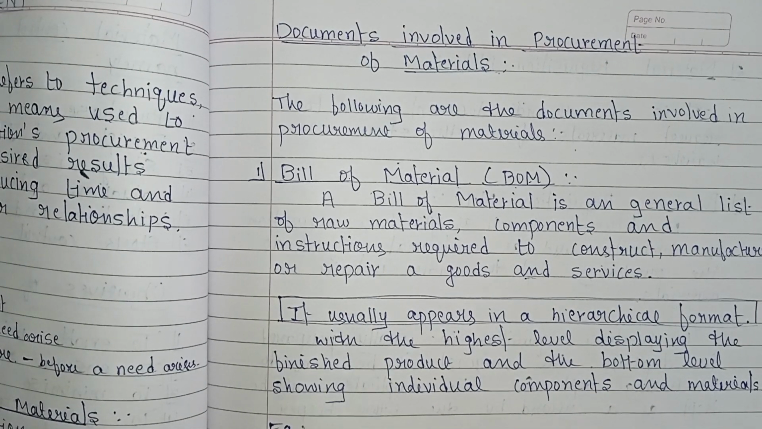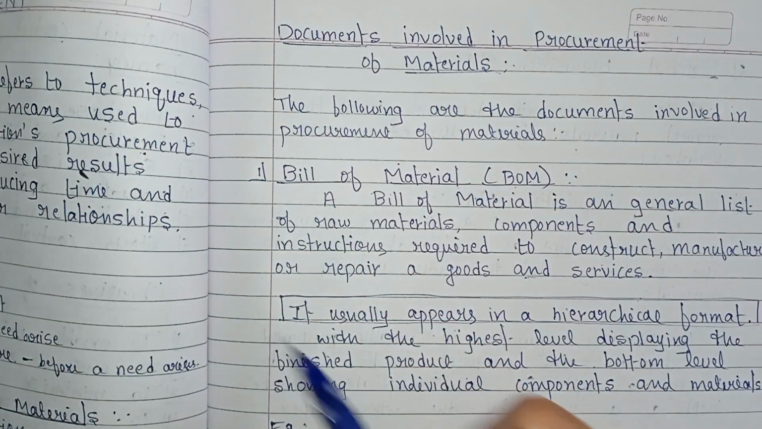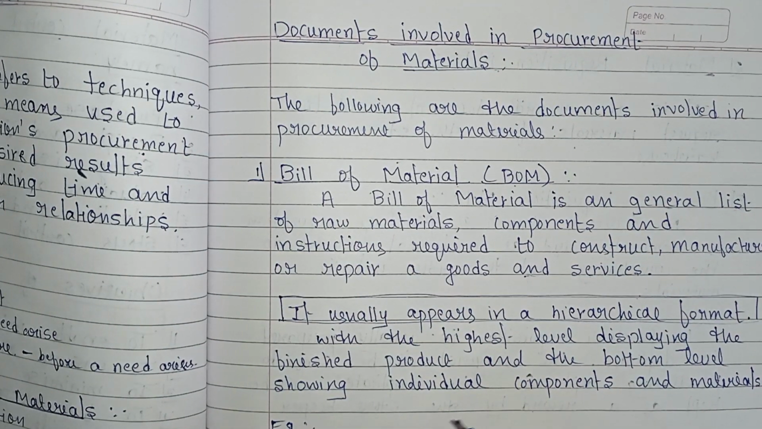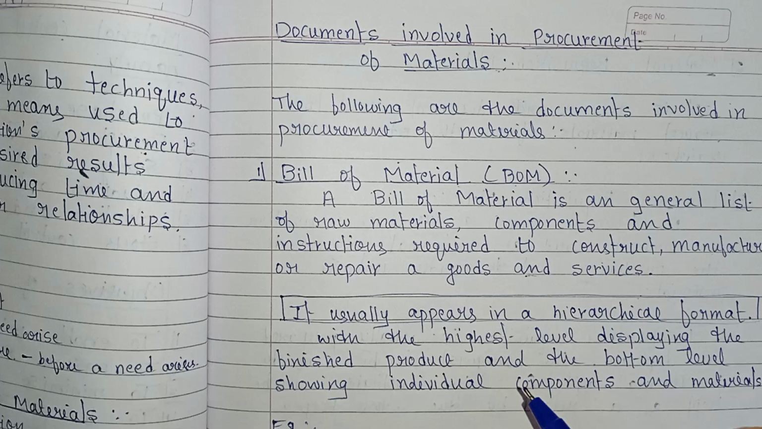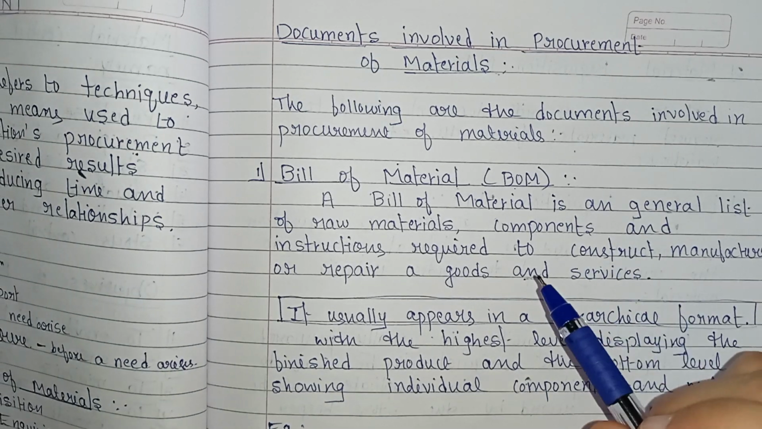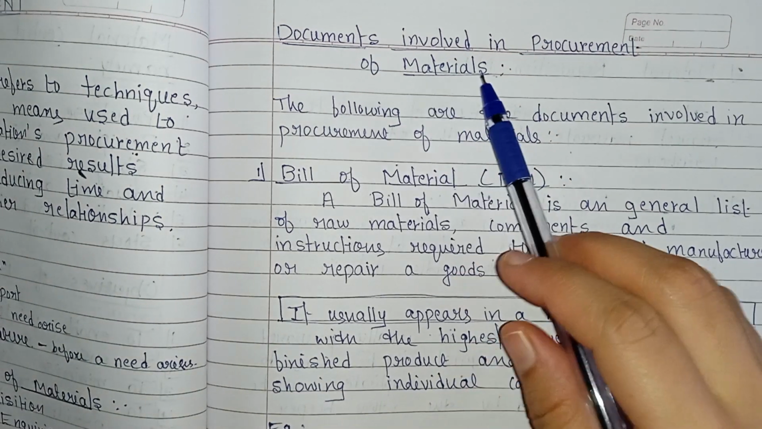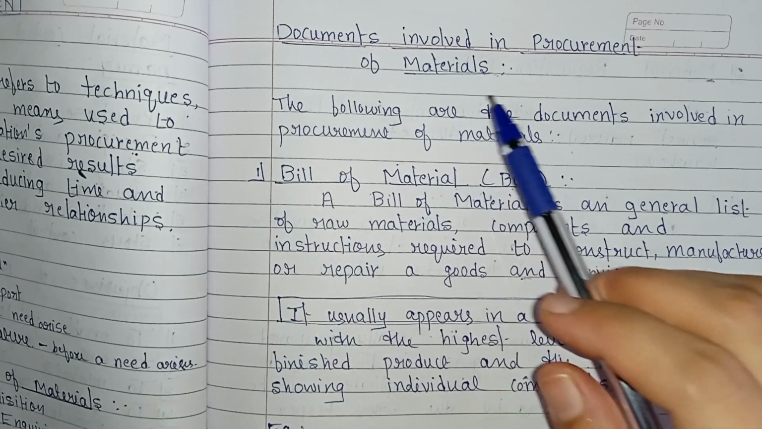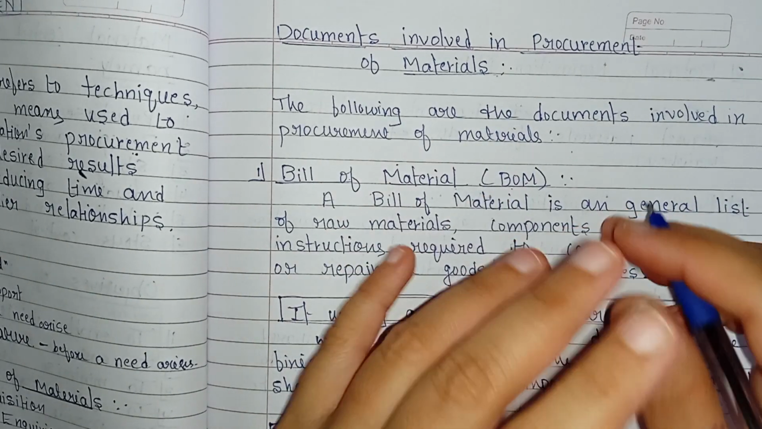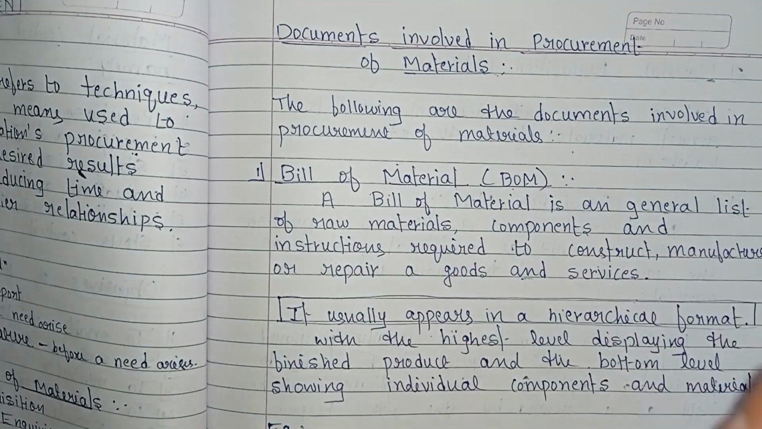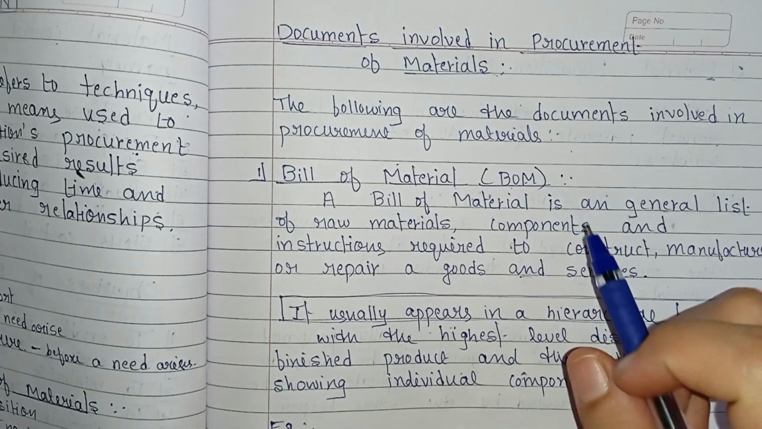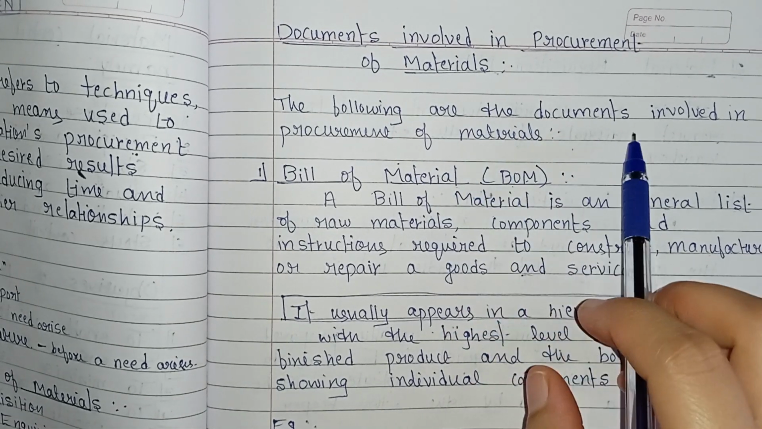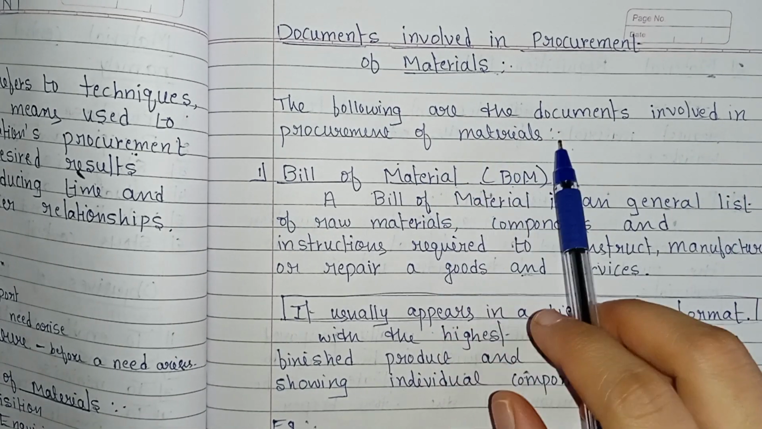In the last class, we learned about materials procurement, meaning and procedure for procurement of materials. So in today's class, we are going to learn about documents involved in procurement of materials. Means what are the documents we need to prepare in procurement of materials. Let's start. The following are the documents involved in procurement of materials.